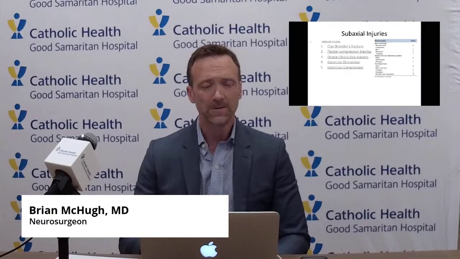Obviously, these are quite painful, and when we look at them on the various imaging modalities we have, like x-rays and CAT scans and MRIs, we're looking at the various structures we just talked about to determine whether or not that's a stable or an unstable injury, and whether the spinal cord or the nerve roots are compressed in any way. And those are the types of parameters that go into surgical decision making.